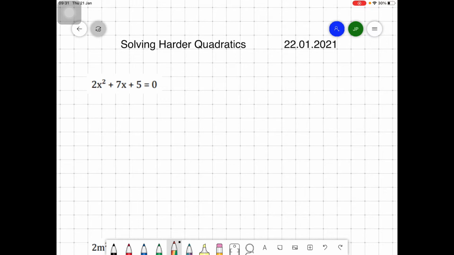I'm going to go through a couple of examples, a couple of slightly more difficult examples as well, but it really is just a continuation on from what you did last lesson. So if we look at the first one, 2x squared plus 7x plus 5 equals 0.